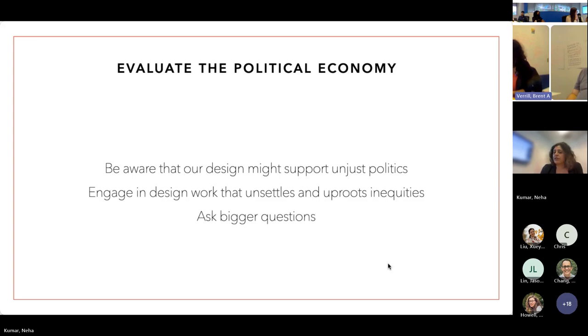On the topic of evaluating the political economy, there's been increased awareness in our community around engaging with policy for real-world impact. There's also a growing pressure to make one's research more relevant and useful in the real world. It's unclear, however, that HCI researchers and practitioners have the expertise it takes to be successful at policymaking. So here we point out that our efforts in design might support unjust politics, and we need to be careful to understand whether or not this is true. What is the impact of the work that we are doing? Also, quick technological fixes may not be enough, and we need to engage in design work that can unsettle and uproot systemic inequities. So again, zooming out to keep asking bigger questions of ourselves and our work is non-trivial, but it's critical that we do this.